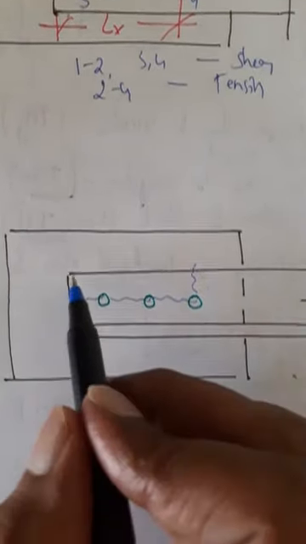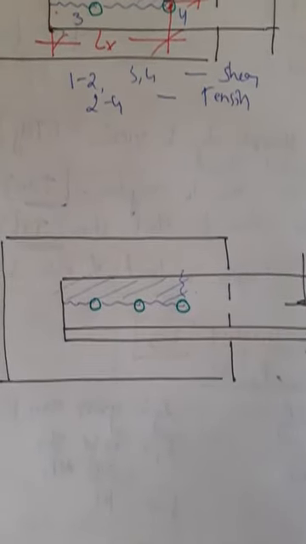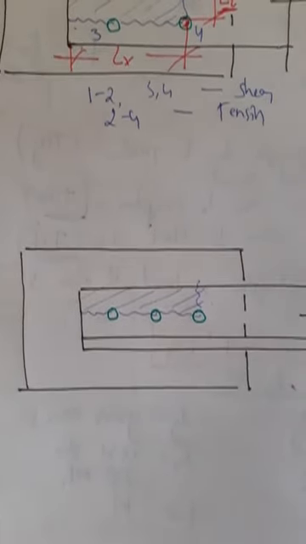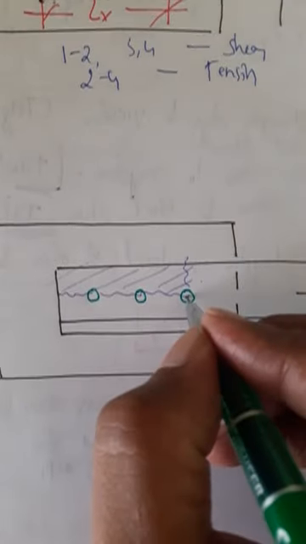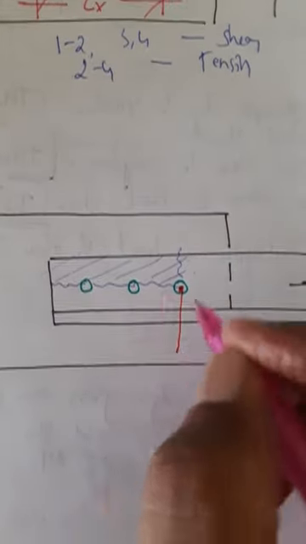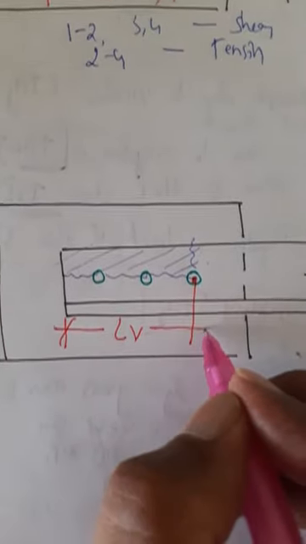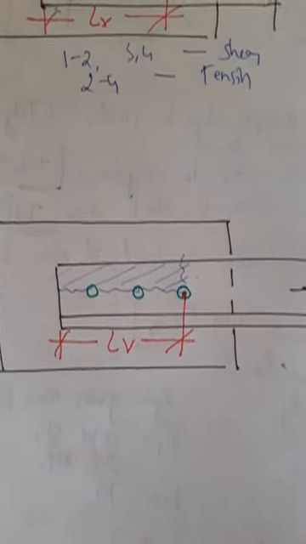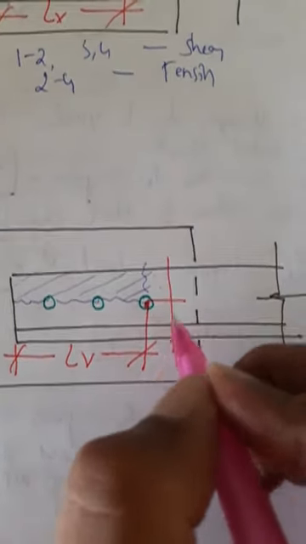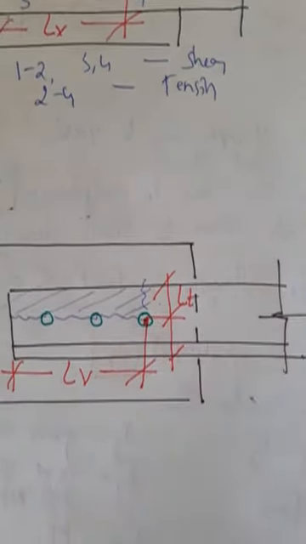If this portion fails, the whole member will come out. So this is known as block failure. Now in this case, this distance from the center of the furthermost bolt to the start is known as LV, and this length is in shear. Now from here till here, this length is in tension, LT.